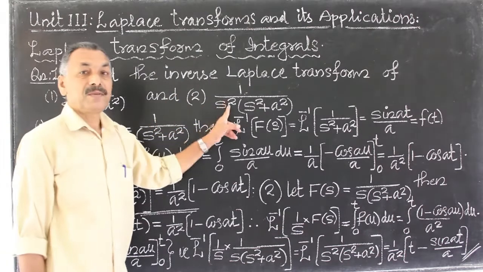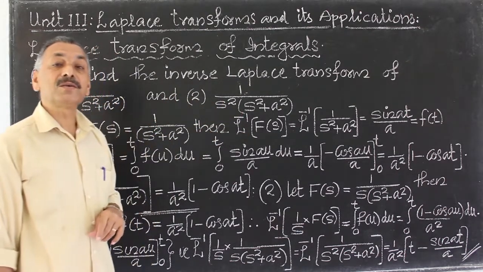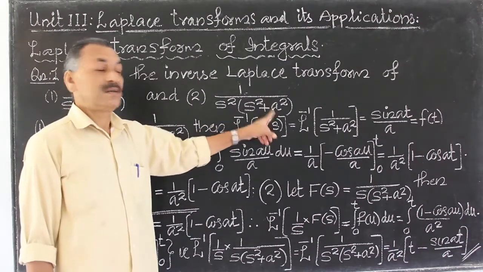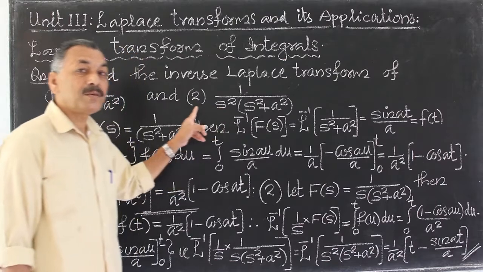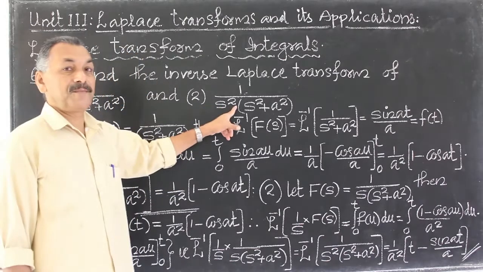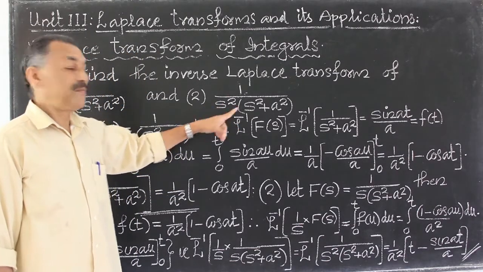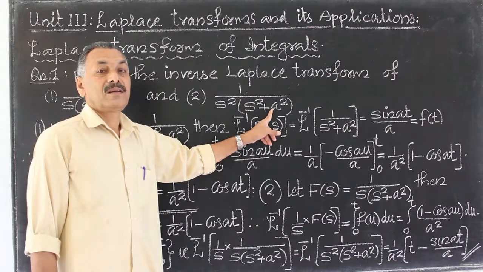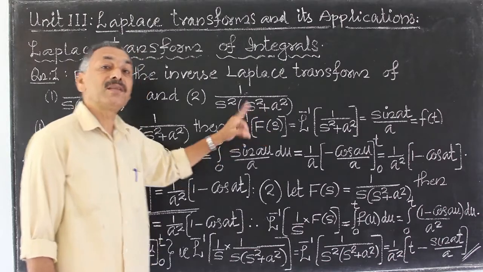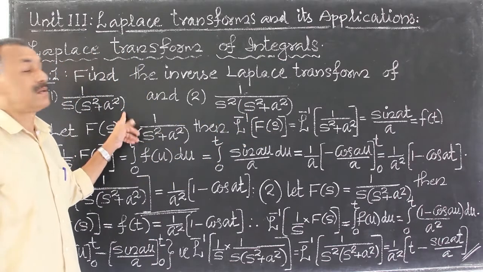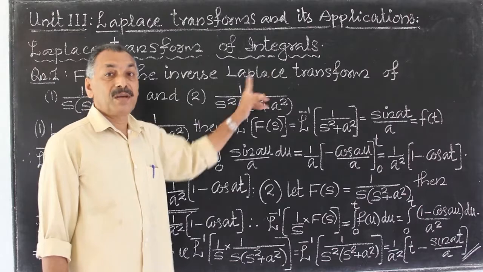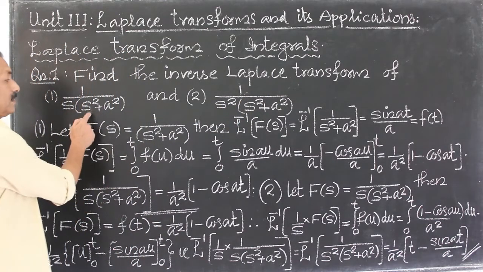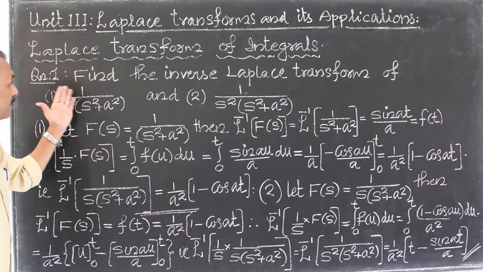What about this problem? Let the problem be 1 by s into (s square plus a square). If this term is multiplied by 1 by s, then we get 1 divided by s square into (s square plus a square). So let F of s be equal to 1 divided by s square plus a square, and then the given problem is 1 by s into F of s.